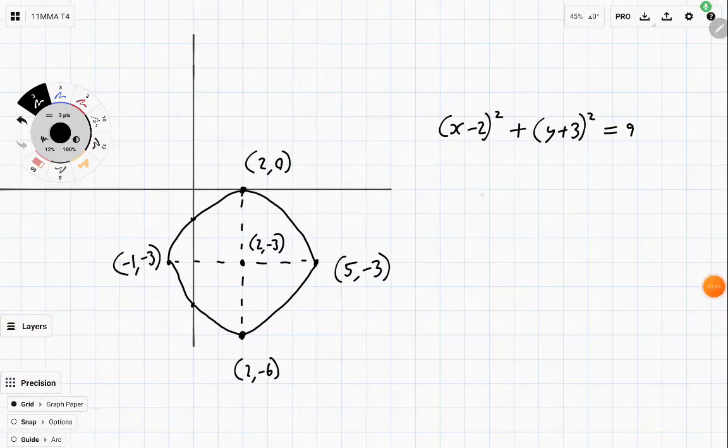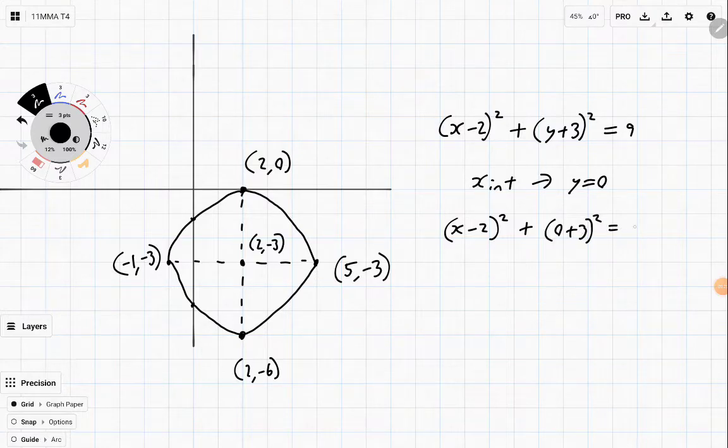Alrighty, so the x-intercept is when y is equal to 0. So we get (x - 2)² + (0 + 3)² = 9. 0 plus 3 is 3. 3 squared is 9. So this just becomes plus 9 equals 9. Take 9 from both sides and we get (x - 2)² = 0.